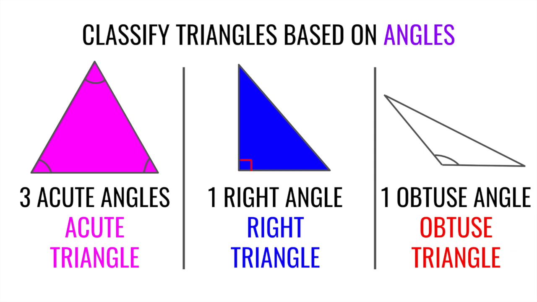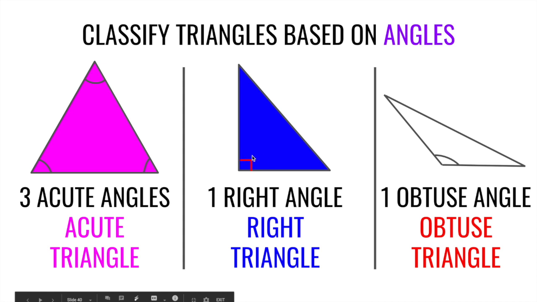So the first angle we talked about was acute angles. If the triangle has 3 acute angles, if you take a look at this pink triangle, this angle is acute, it's less than 90. This angle is also acute, less than 90. And this angle is acute, less than 90. If all 3 of those angles are acute angles, we call it an acute triangle.